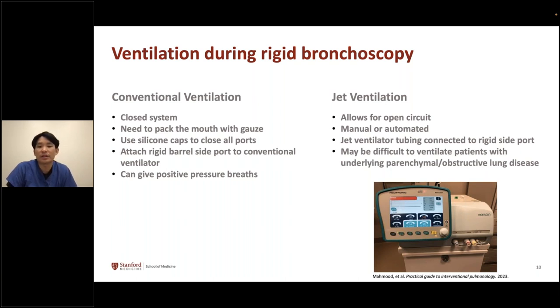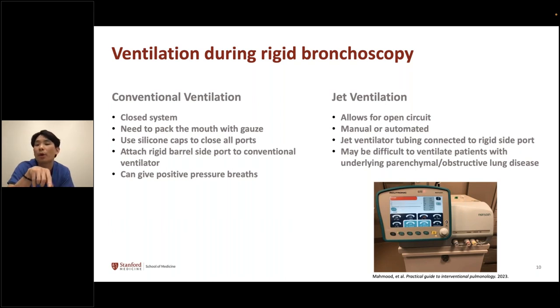Now, the other mode of ventilation is jet ventilation. So this allows for an open circuit where, instead of the conventional ventilator, and this picture is an example of a jet ventilator that we use, a specialized machine is delivering laminar flow air and oxygen through the ventilator tube, through the rigid bronchoscope, so that the oxygen is delivered to the distal part, or to the alveoli, bypassing all the stuff.